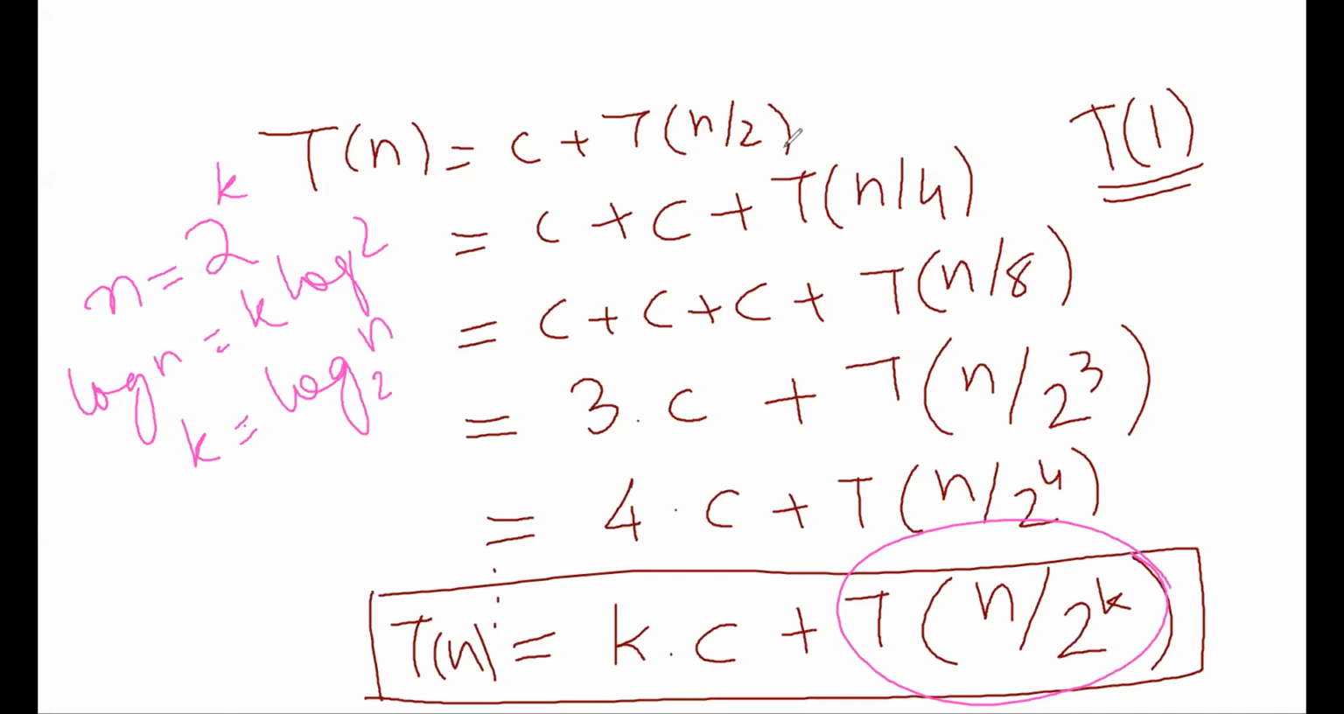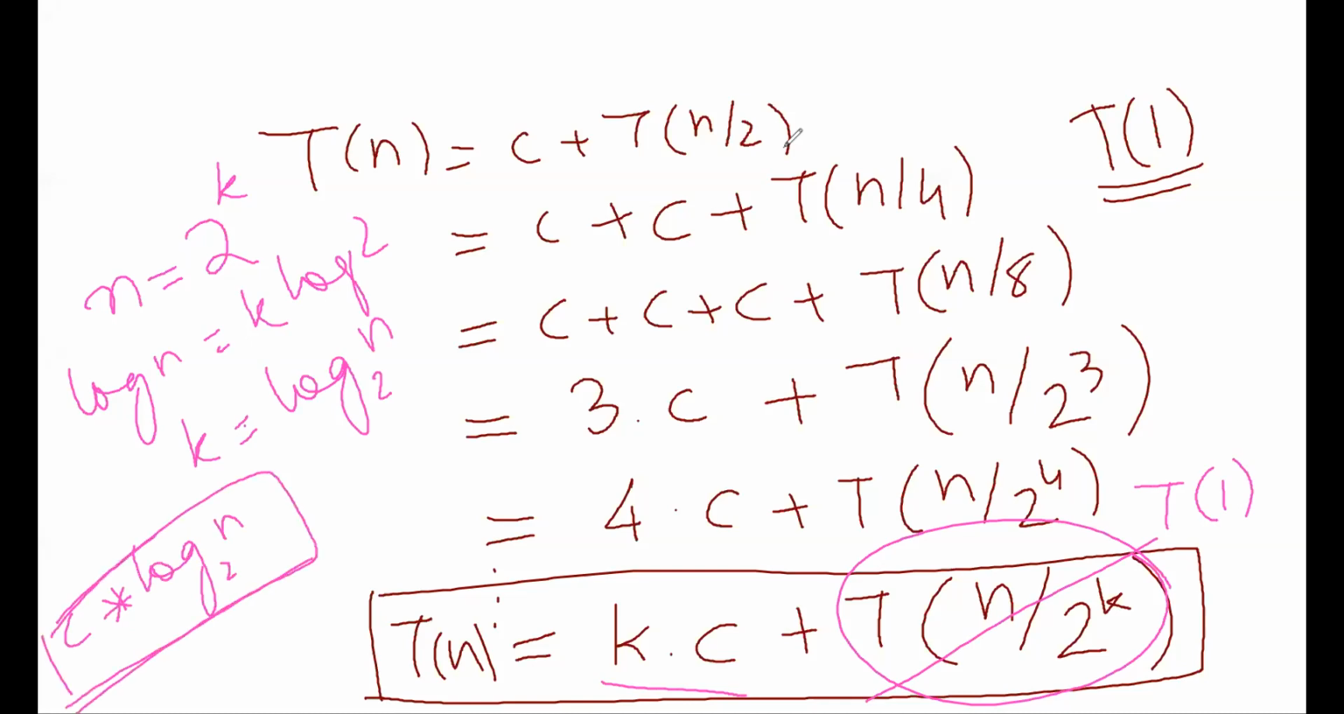Okay, this is the substitution. When we do this, we get T(1) here, and we have k into c. Let's say T(1) is 1, some 1 unit of time. What is k into c? Your k is log n to the base 2 into c. So this is basically our answer. This is what we got doing it the same way before.